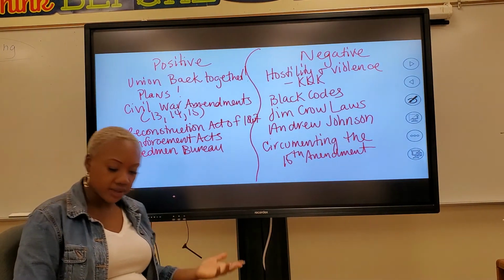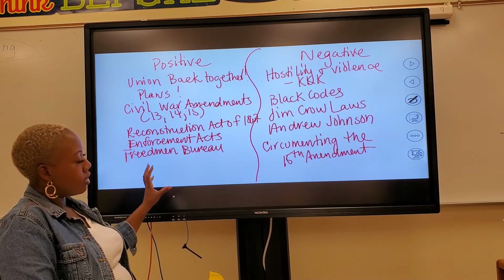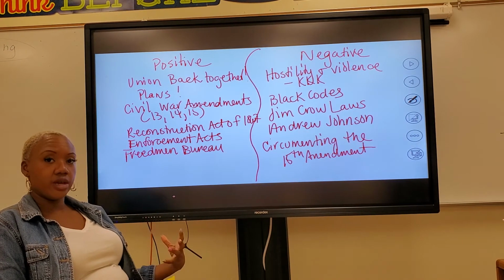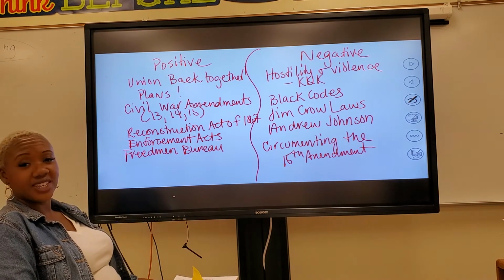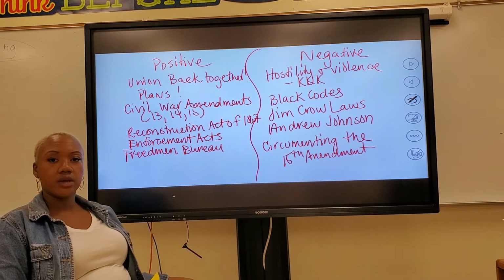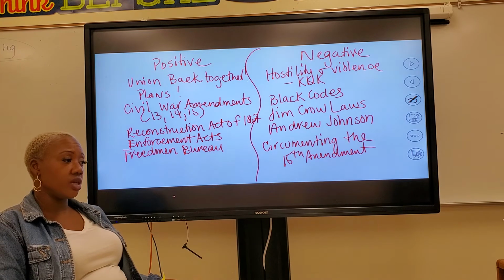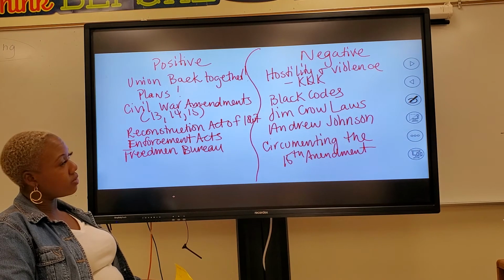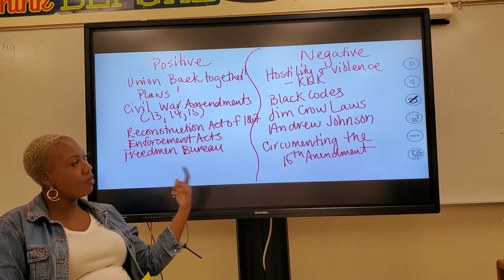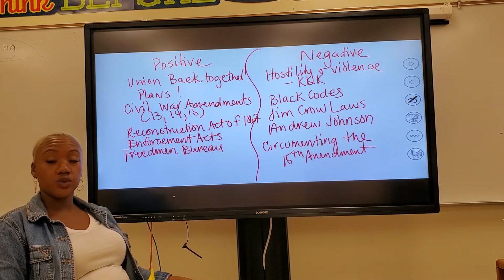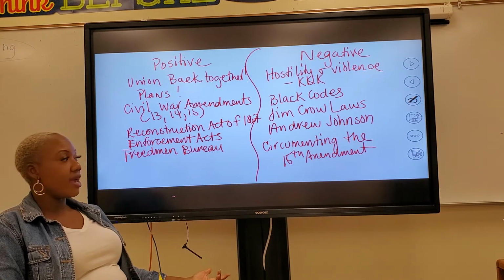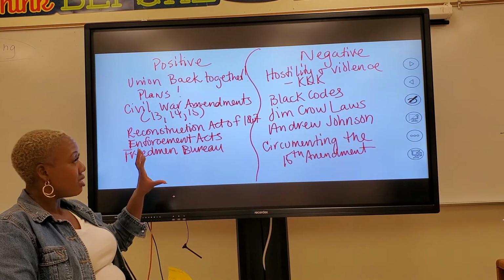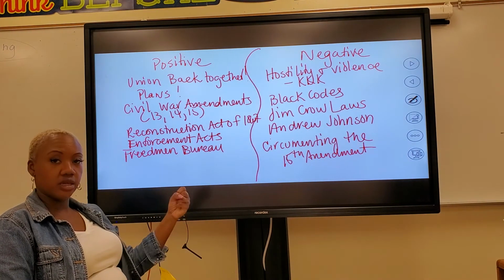All right, so yes, a lot of good came out of Reconstruction. And if I had to choose my top 3 positives, it would be 13th, 14th, and 15th Amendment. I mean, the Freedmen's Bureau was great. It did assist African Americans, but eventually it was shut down. I mean, the negatives towards the end of Reconstruction outweighed the positives because the radical Republicans were losing their power in Congress, and the election of Rutherford B. Hayes, who was a Democrat, symbolized the end of this era.